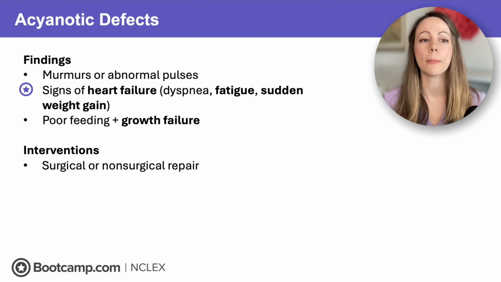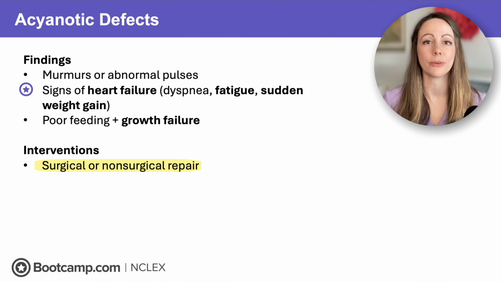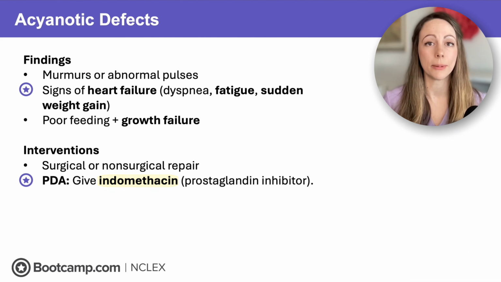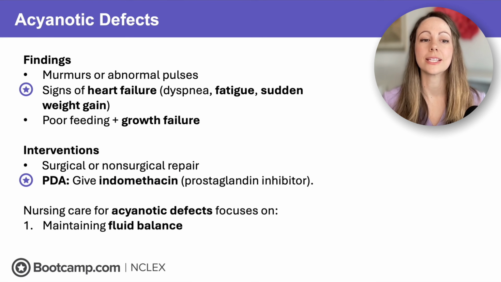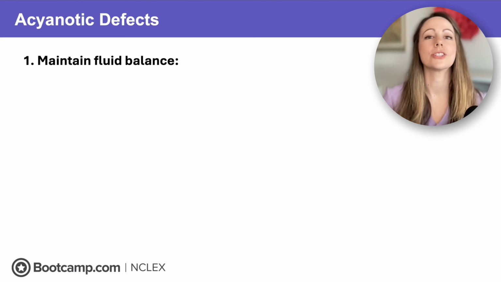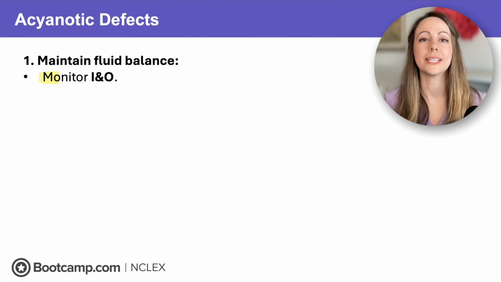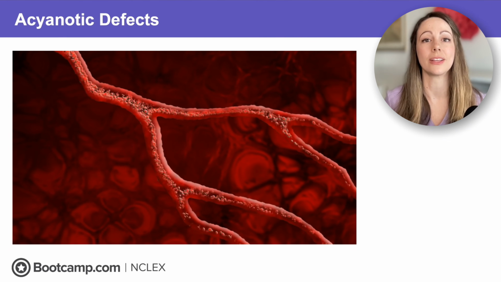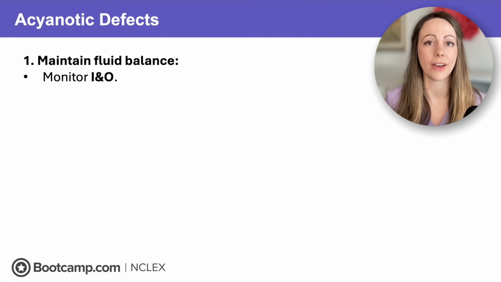For interventions, we prepare for surgical and non-surgical repair as needed. Then for patent ductus arteriosus, we need to close that defect with indomethacin, a prostaglandin inhibitor. Before repair, nursing care needs to focus on maintaining fluid balance and improving cardiac output. So in order to maintain fluid balance, we need to monitor eyes and nose because remember, perfusion and hydration is essential in these clients with congenital heart defects.